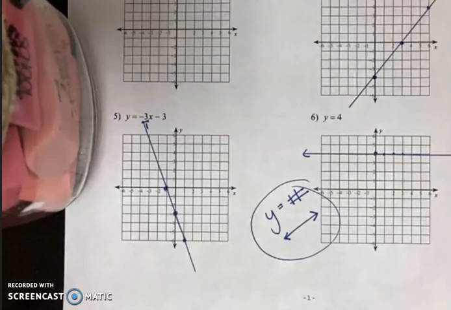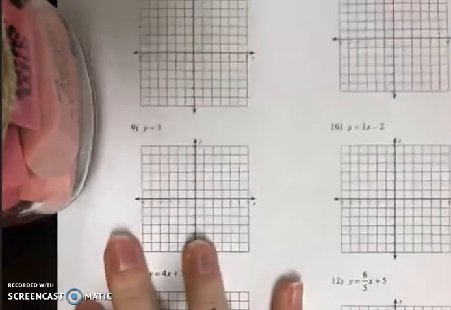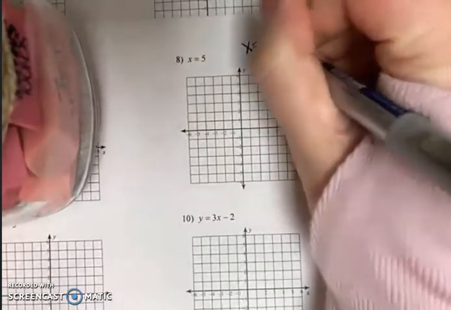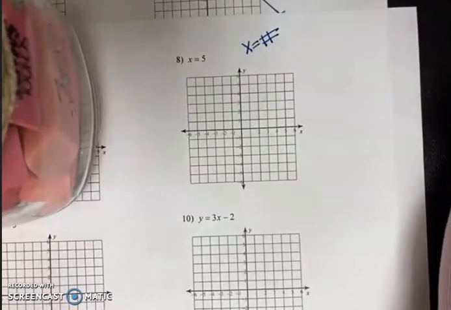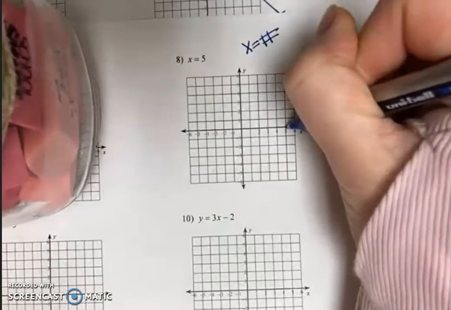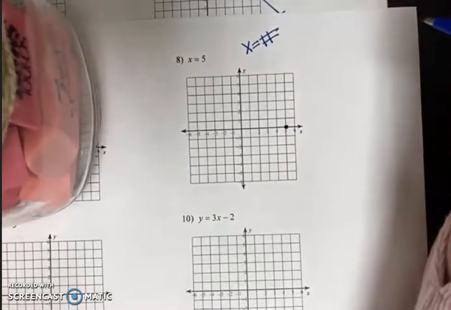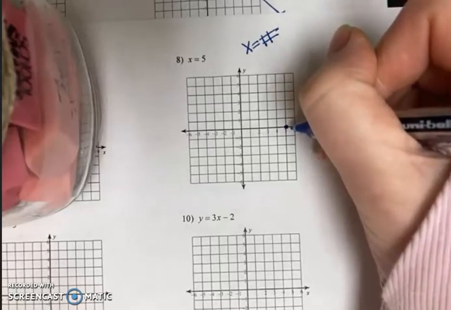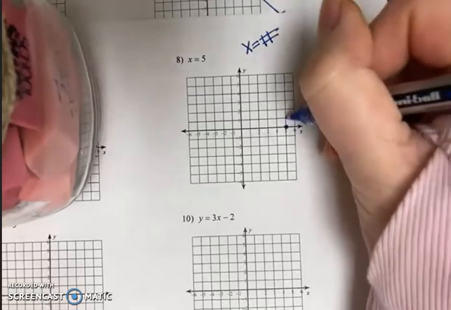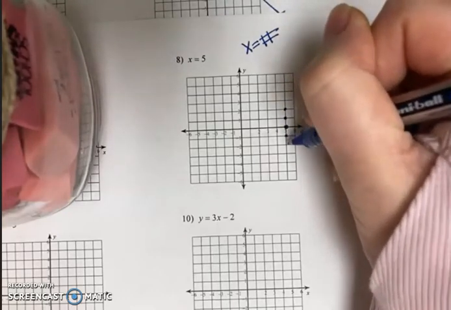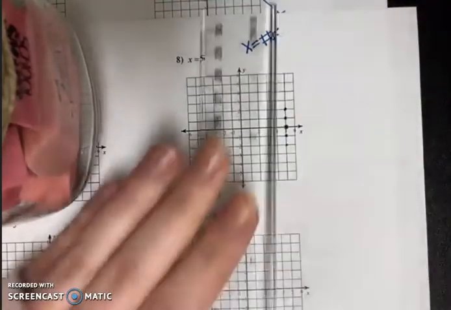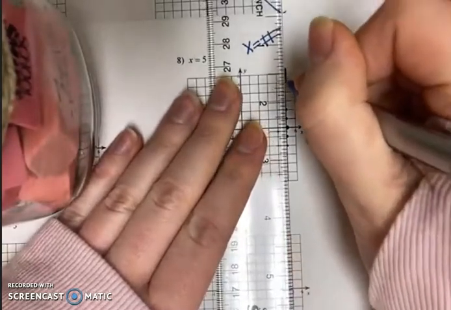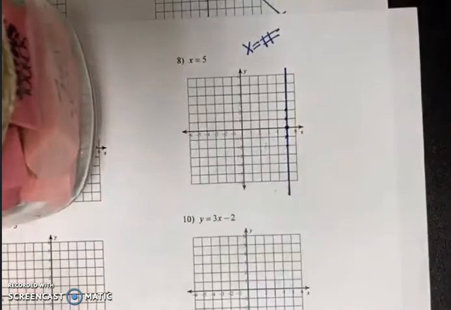Whenever you have x equals a number, we're going to see that with number 8. Let's see what that would look like. X equals 5. Here's 5 on the x-axis. And it's saying that x will always be 5 for any y value. So at 1 it'll be 5, at 2 it'll be 5, at -1 it would be 5, -2, so on and so forth. So if x is always 5, we actually have a vertical line.